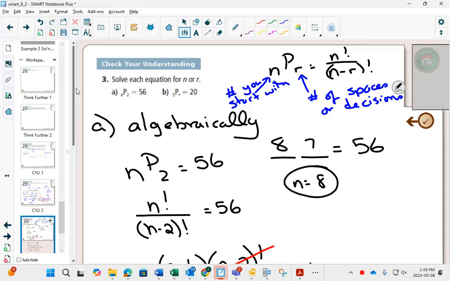So, I would actually, in B, they wouldn't say algebraically, they just say figure it out. So I would definitely use this. It's equal to 20. It starts with 5. Is 1 space enough? No. No, add another space. 4. Is 2 spaces enough? Yes. So r is equal to 2. Okay?